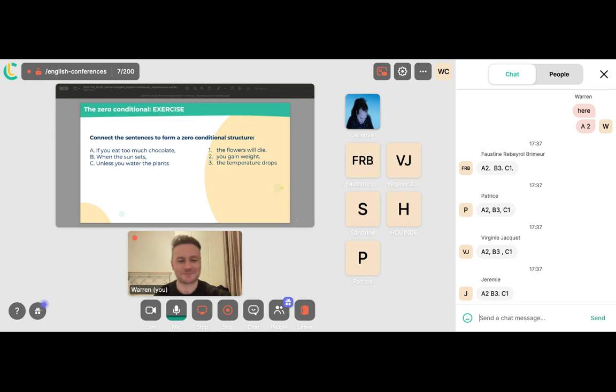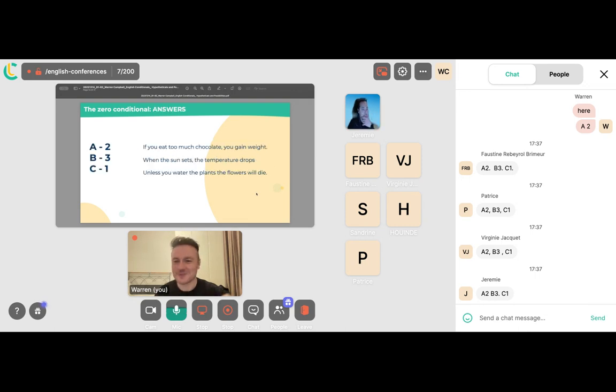Okay. All right. Let's take a look at the answers then. I think everyone is in perfect unison here. Very well done. So yep, A2, if you eat too much chocolate, you gain weight. B3, when the sun sets, the temperature drops. C1, unless you water the plants, the flowers will die. Bravo, everyone. You're experts at zero conditional. Good.